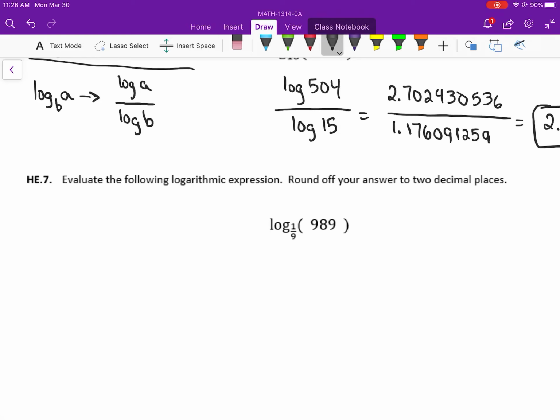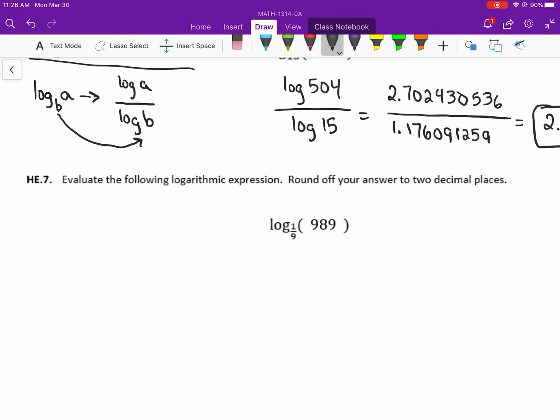All right, example number 7. Same thing. Now notice my base here is a fraction. Don't be thrown off by that. Your base can sometimes be a fraction. Now don't forget, base is always on the bottom. So back up here again, base is always on the bottom.